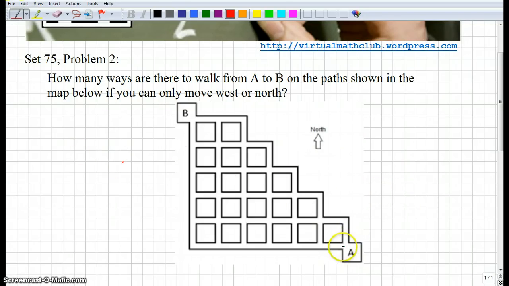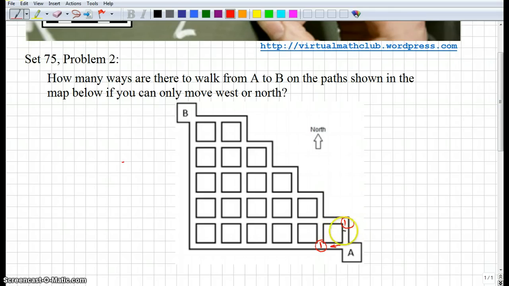And now we start here, and we can either go here to this intersection, or we can come down here to this intersection, okay? And there's only one way to get to each of those spots. If we want to get to this intersection, we have to go this path. And if we want to get to this intersection, we have to go on this path, okay?